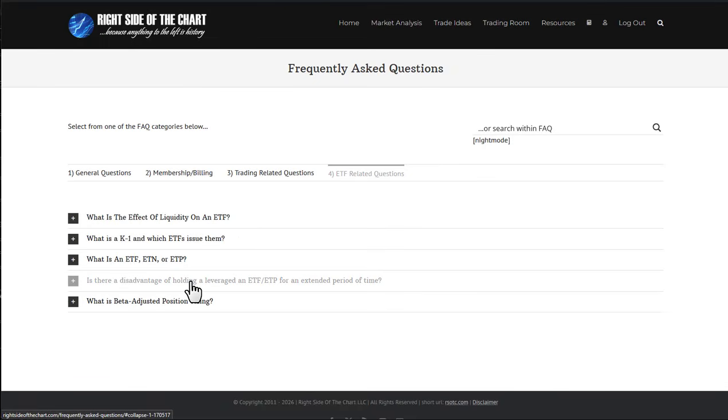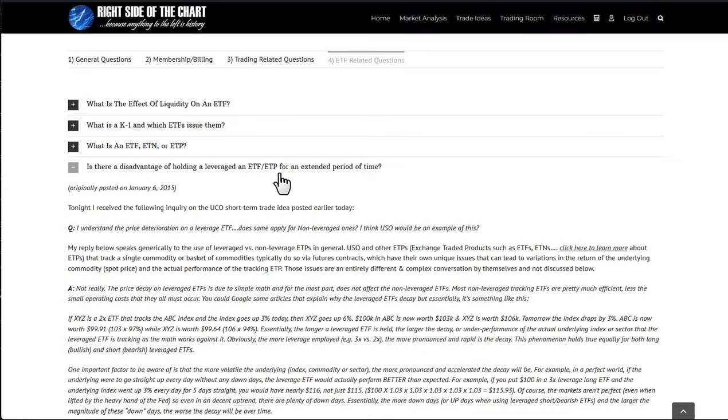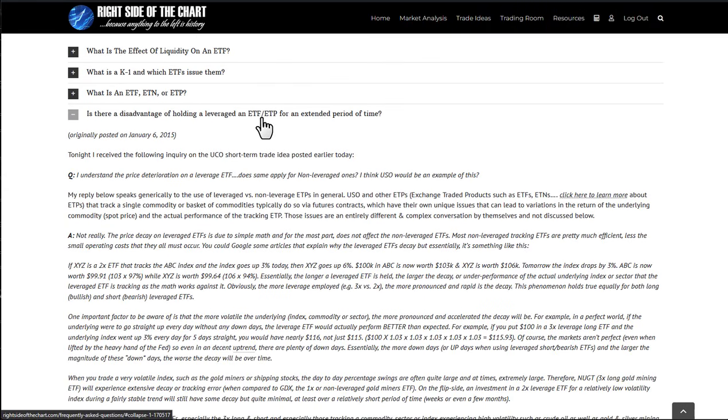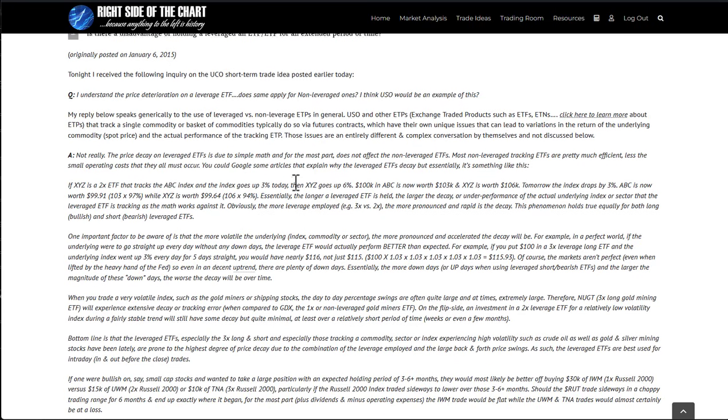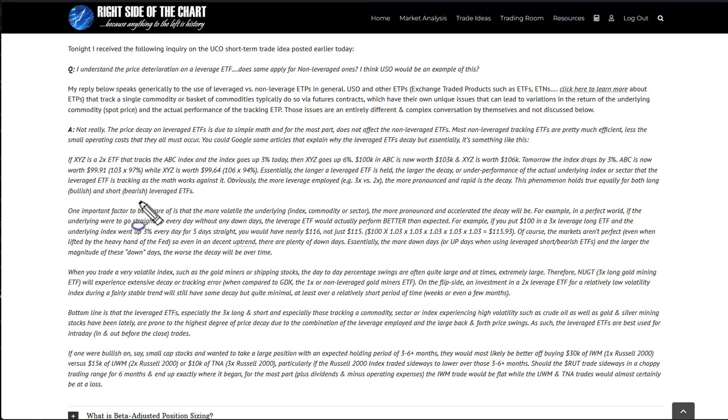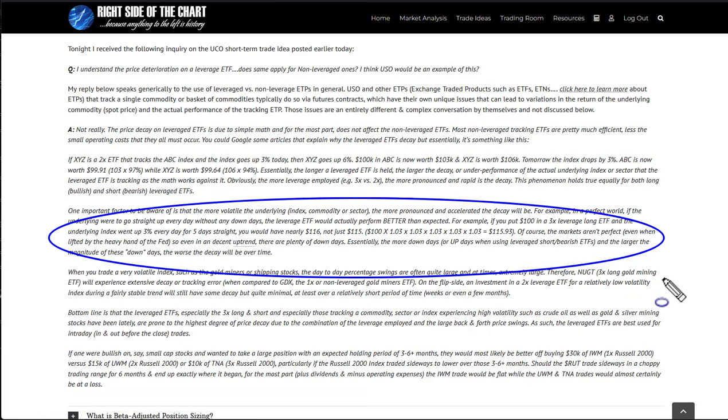And then right down here, second from the bottom: is there a disadvantage for holding an ETF or ETP that's leveraged for an extended period of time? And it's all right here. It's about the math, how it works. It's not rocket science. And then you'll understand, you don't want to hold it when there's a lot of back and forth days.